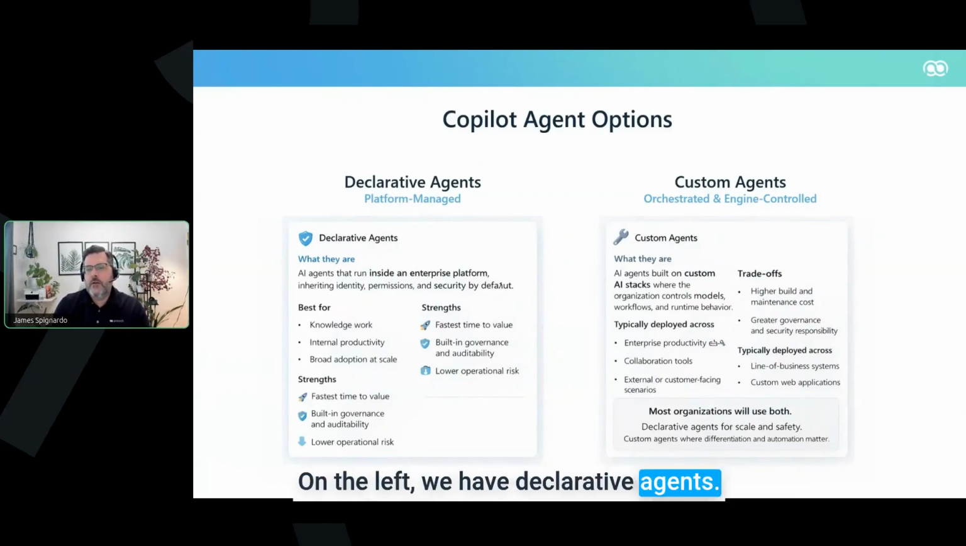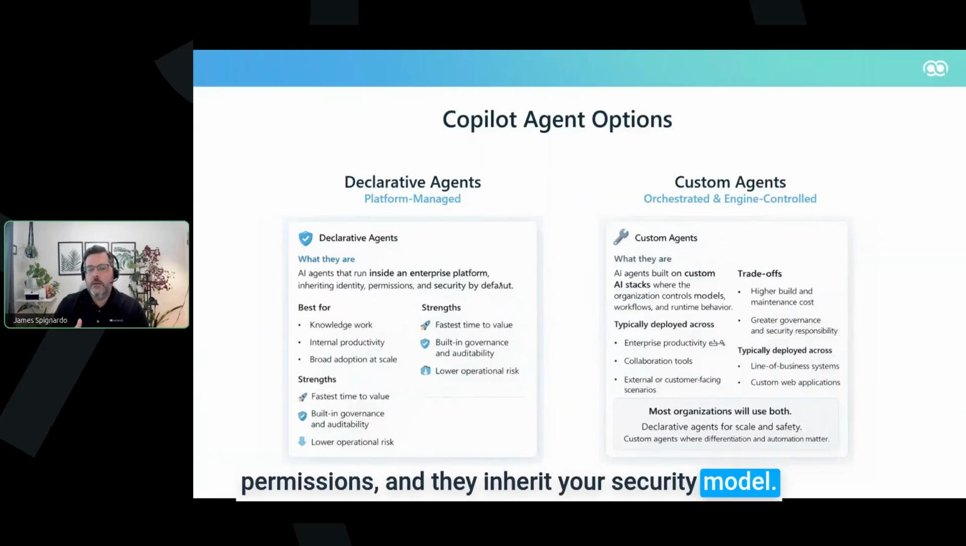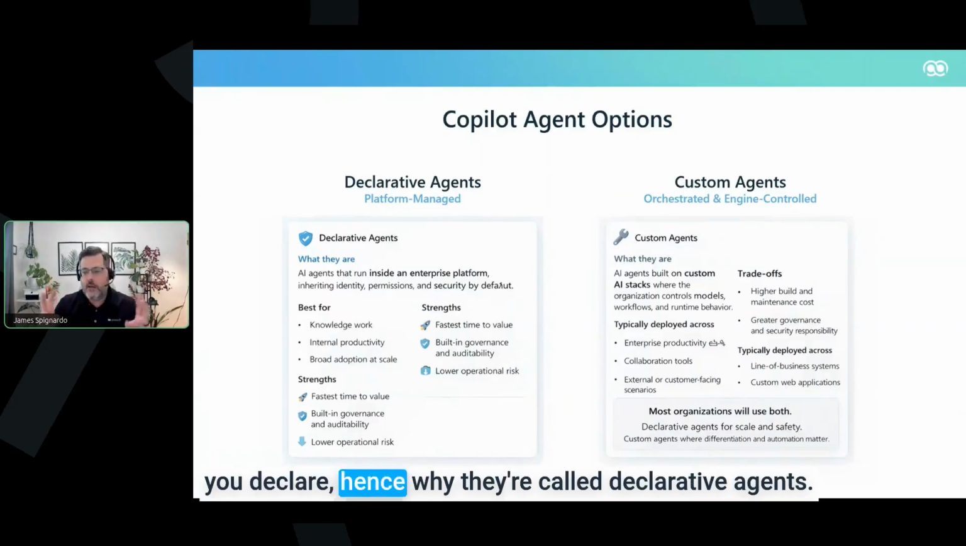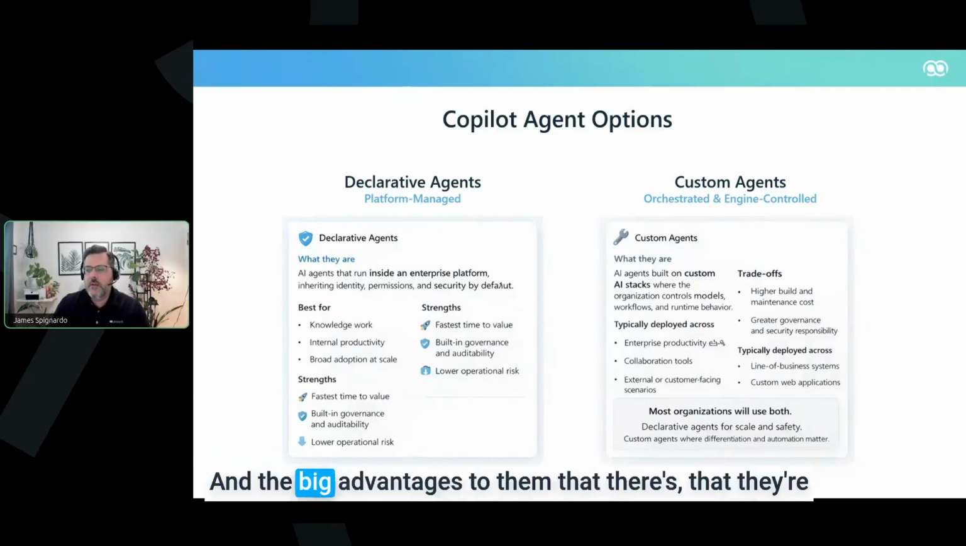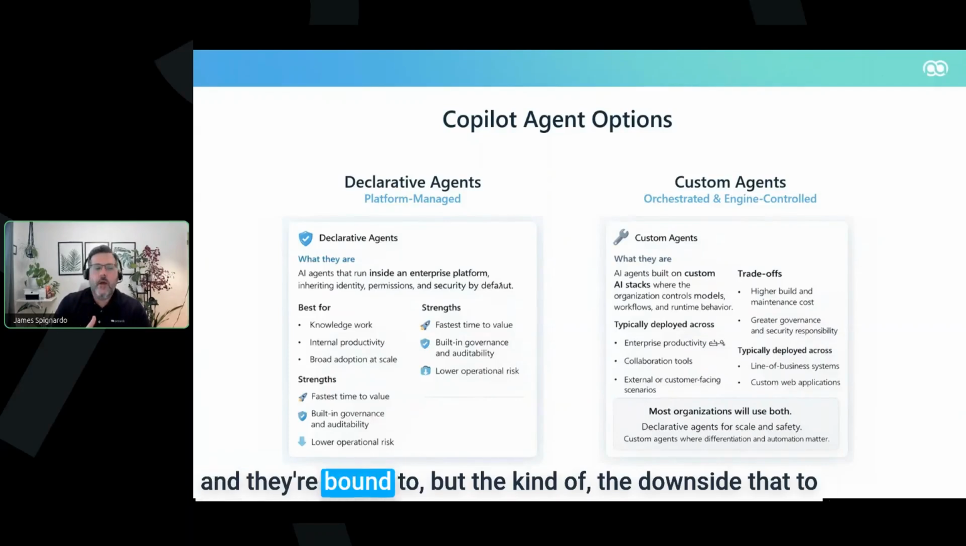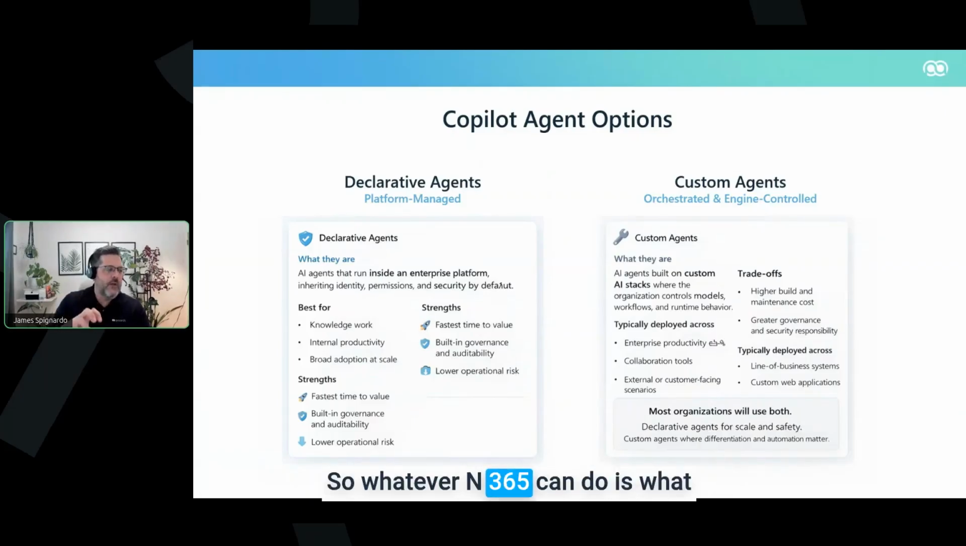On the left, we have declarative agents. They run inside the Microsoft 365 platform. So they inherit your identity, they inherit your permissions, and they inherit your security model. They're defined mostly by instructions and behaviors that you declare, hence why they're called declarative agents. And the big advantage to them is that they're fast to value and have built-in governance and auditability. The downside is that they are bound to the platform's capabilities. So whatever M365 can do is what you're limited to by the declarative agents.